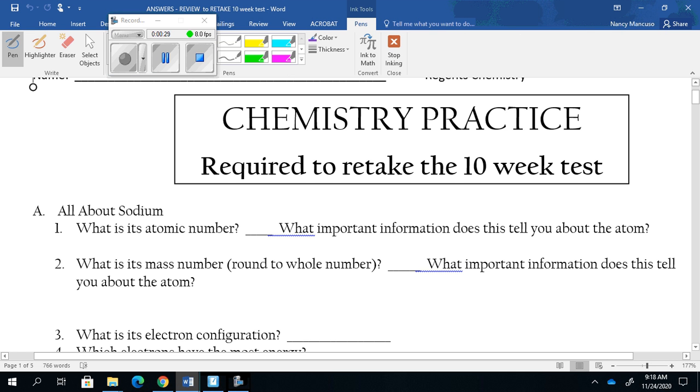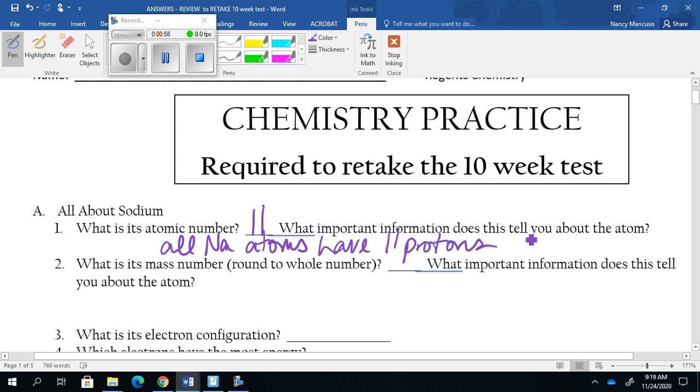All right, so all about sodium. What is its atomic number? So I grab my periodic table and I look up sodium, which is Na, and the atomic number is 11. And what important information does this tell me about the atom? It tells me that all Na atoms have 11 protons.